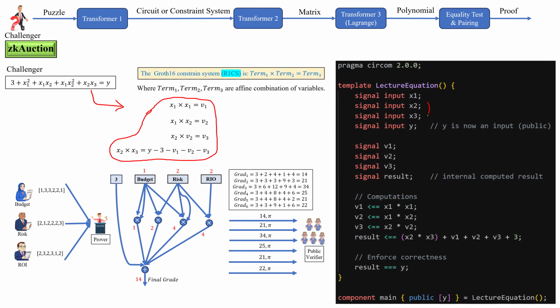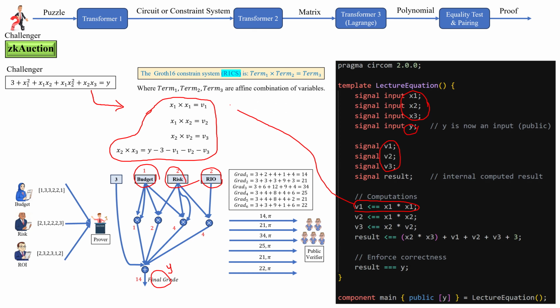So these are the input signals, X1, X2, and X3, right? So this was X1, X2, and X3. And also this one as another input, and that is the final grade, right? Y. So we define some intermediate signals also, V1, V2, and V3. And now we have the constraint lines of code.